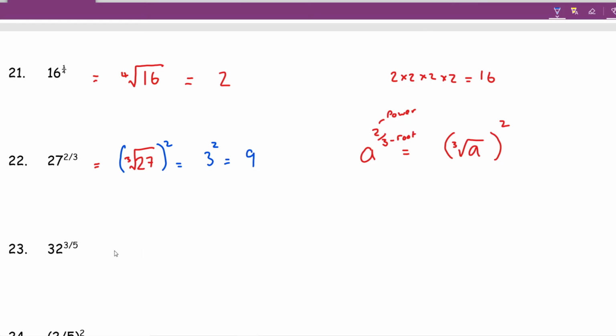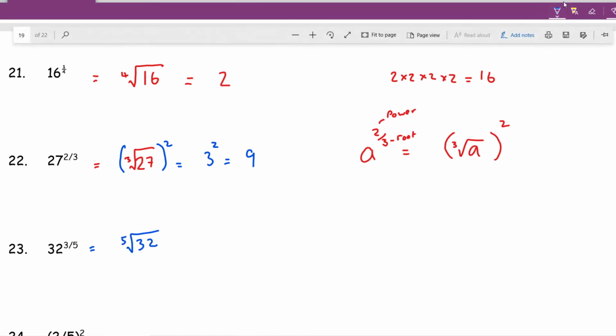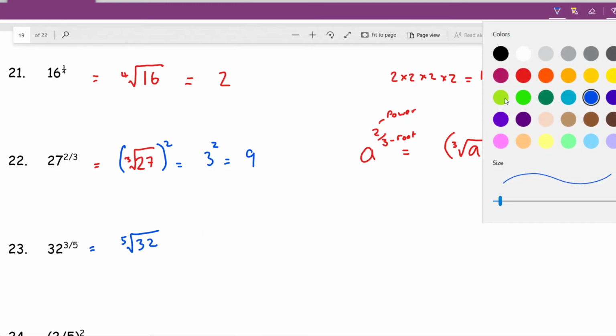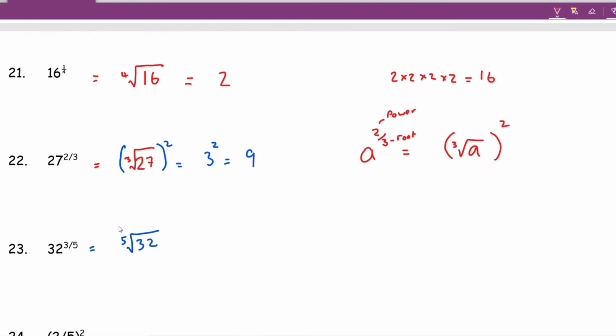Okay, let's do the same thing here. Now we've got 32. We've got that to the root 5. Then we've got to cube everything after that. So there's the root, and there's the power.